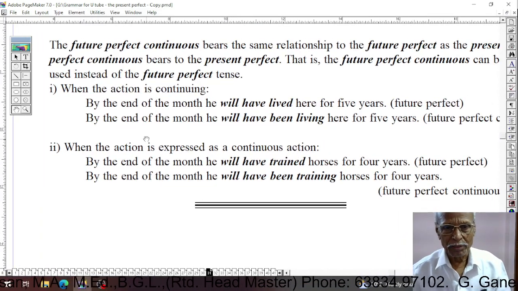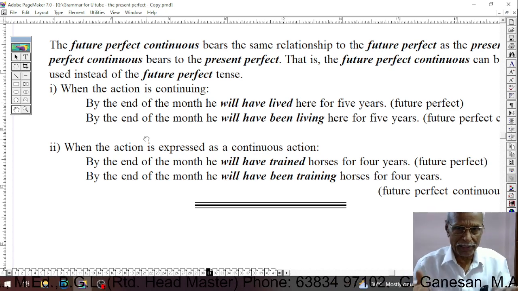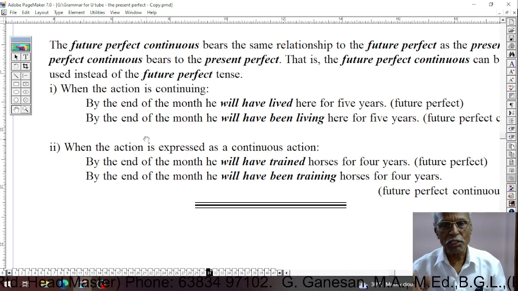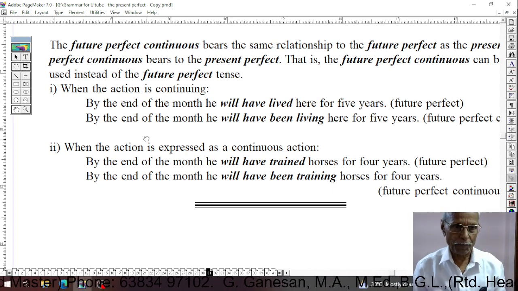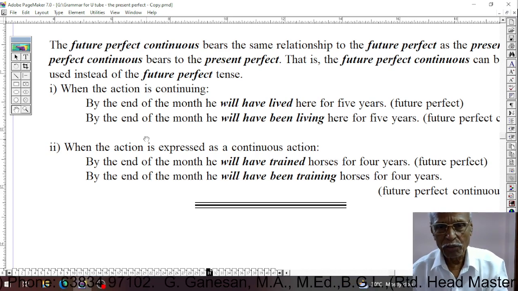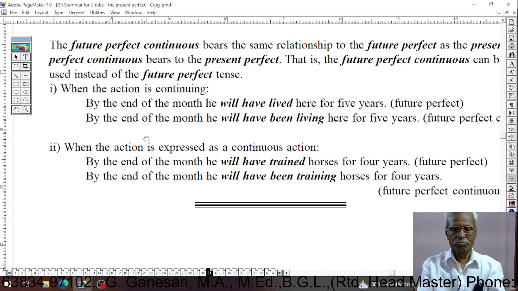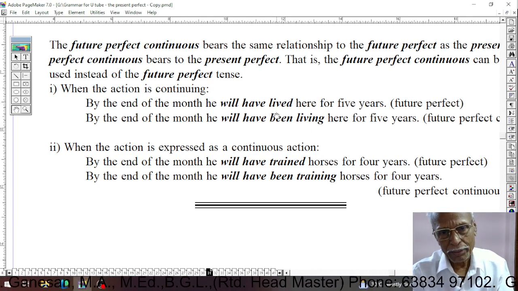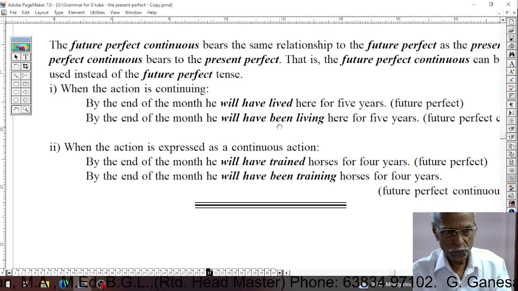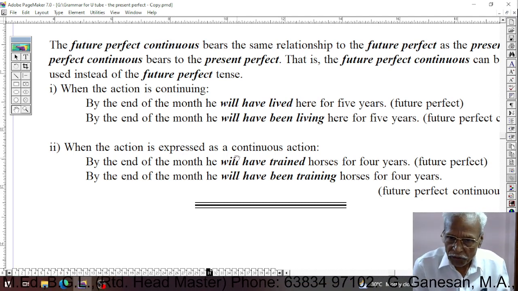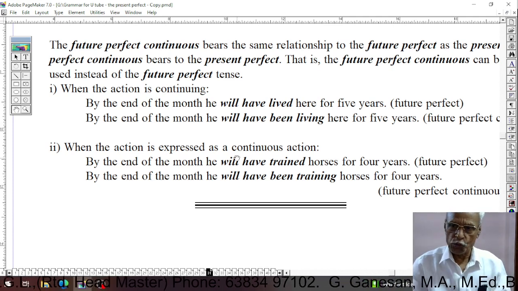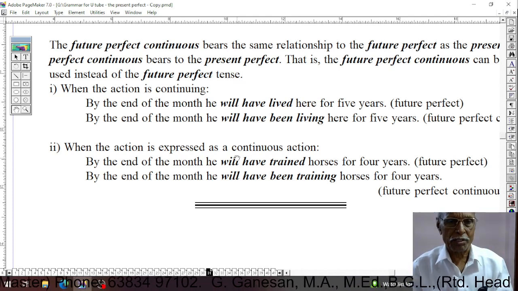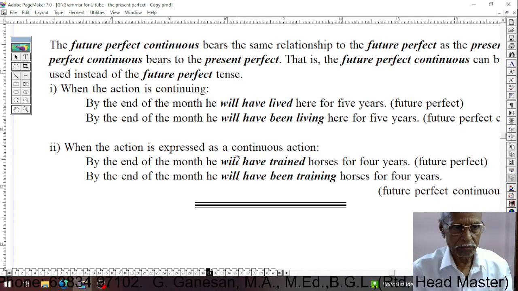By the end of the month, he will have lived here for 5 years. At the end of this month, he will have lived here for 5 years. He will have completed 5 years of his living here. By the end of the month, he will have been living here for 5 years. This matter can be expressed by these two kinds of tenses. Future perfect: by the end of the month, he will have lived here for 5 years. Future perfect continuous: by the end of the month, he will have been living here for 5 years. It can be expressed in either way.